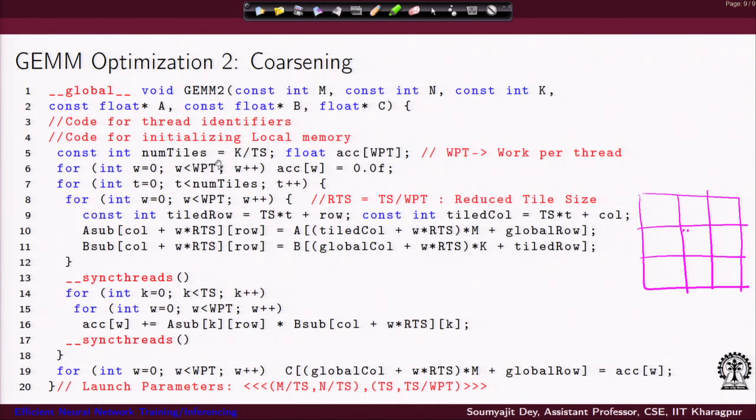So, now as you can see, I will introduce a variable WPT, work per thread. Of course, one thread will now be accumulating values for more than one output. So, instead of keeping ACC as a single local variable which maps to a single local register per thread, I will make it an array ACC[WPT], so that the thread is accumulating values for multiple outputs, right.